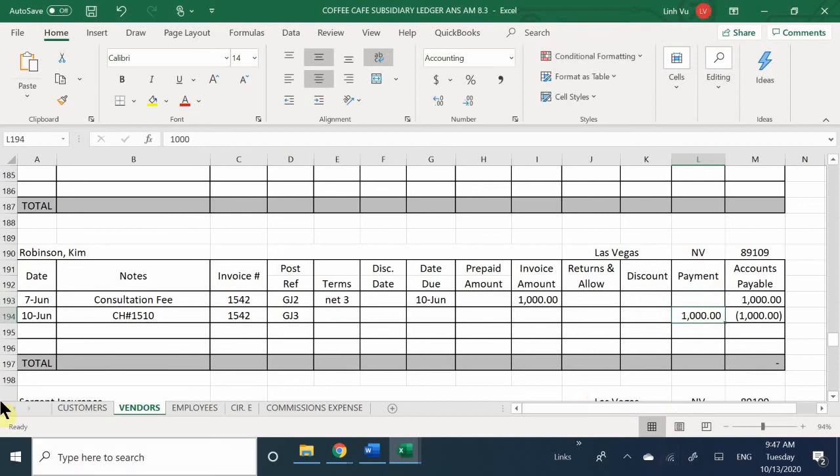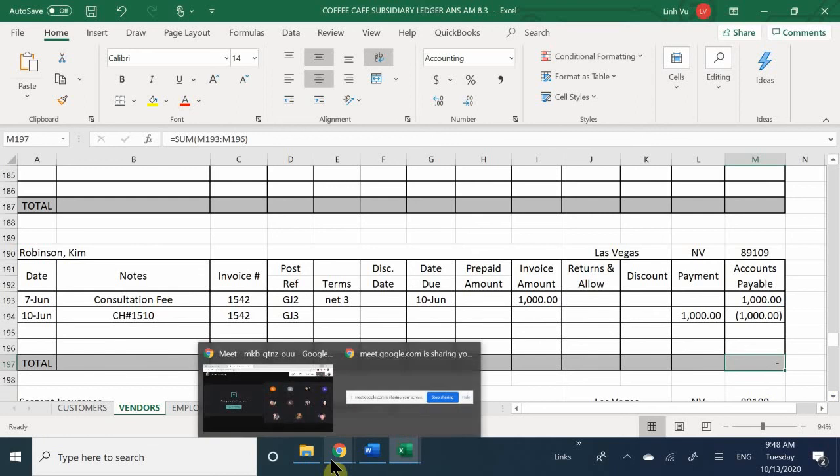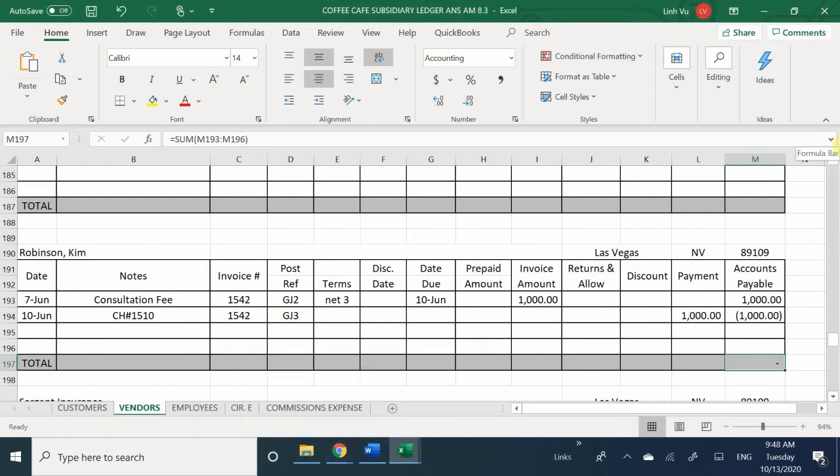So here, I had a bill for 1,000. I now made a payment, so now I subtracted 1,000, so I owe a grand total of $0. Okay. Any questions in regards to what we just did? We just made a payment, our first payment to a vendor.